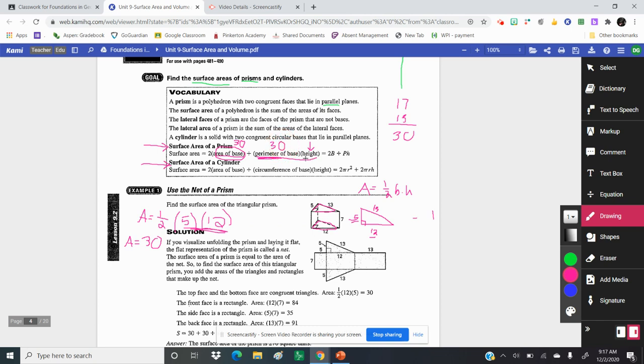And now I have to multiply it by the height, but now you have to remember, this is the height of the entire prism. So this prism right here, this is the height of the prism. That's how tall the prism is. So that would be 7.